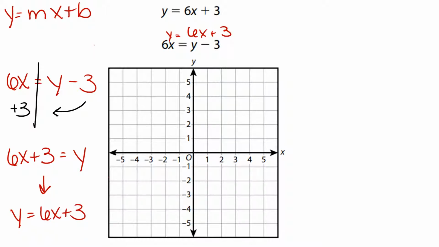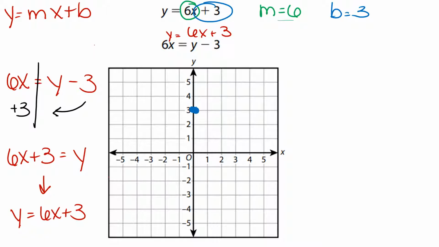Now that our equation has the y by itself, we can go ahead and solve it. So again, our step is to identify our m value, our slope. In this case, it is a 6. And then our b value is a positive 3, our y-intercept. We start by graphing the y-intercept, the b value, first. So we put a point at positive 3 on the y-axis.